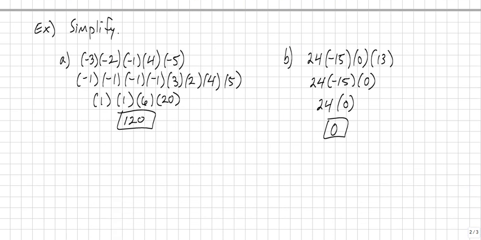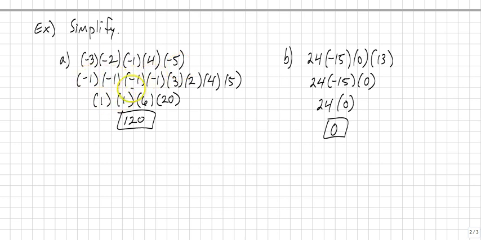All right, so let's practice with some numerical expressions, and then we'll practice with some algebraic expressions. So let's say we want to take negative 3 times negative 2 times negative 1 times 4 times negative 5. One way to think about it is you can go count the negatives. You've got 1, 2, 3, 4 of them. So that's like having 4 negative 1s. And then we have a 3, 2, 4, and a 5.